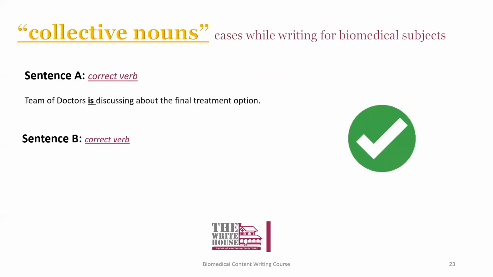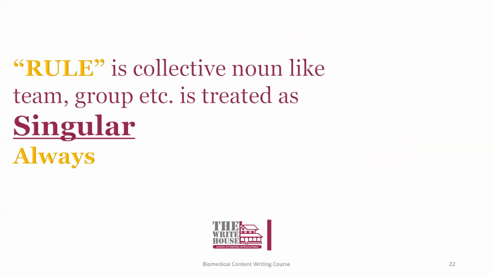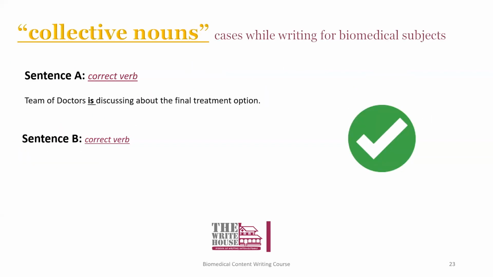Now, team of doctors is plural, but we are not talking about the doctors, we are talking about the team. So the team is discussing about the final treatment option. Similarly, group of nurses, we are not talking about nurses, we are talking about the group, and group is a singular noun. So we use is with it. So the collective noun is always used as singular, and the verb will be singular while writing this.